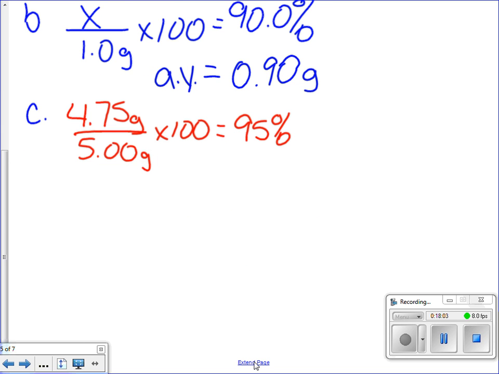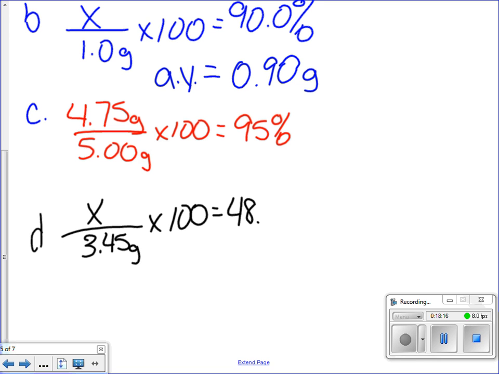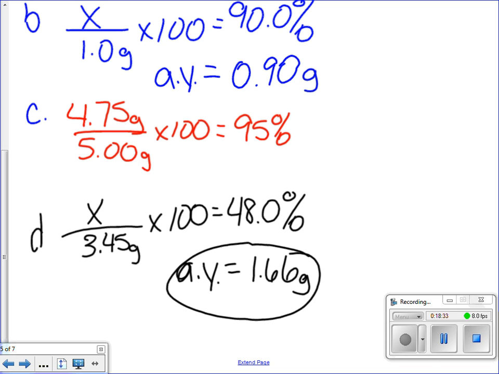All right, so we don't know what the actual yield is, so I'm going to put an X. 3.45 grams for my theoretical times 100 equals 48.0%. Those are terrible results. So 48 divided by 100 times 3.45, and our actual yield is equal to 1.66 grams. That's the answer for D.